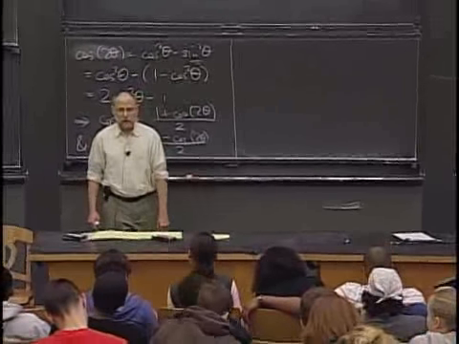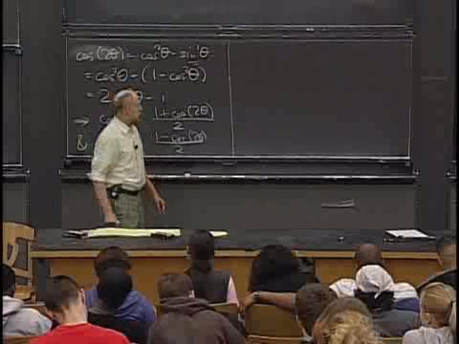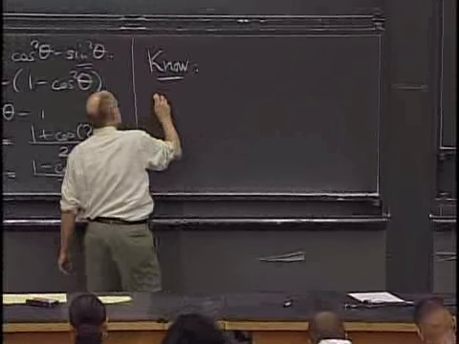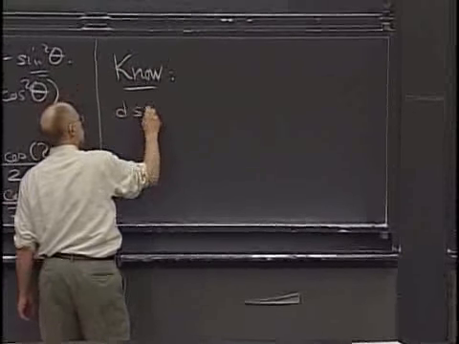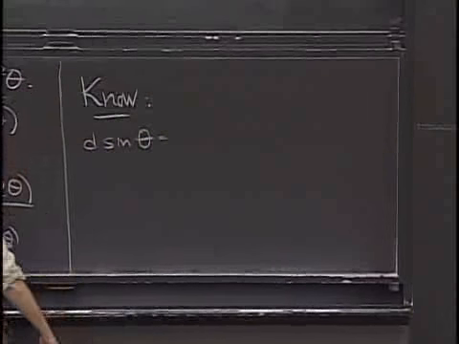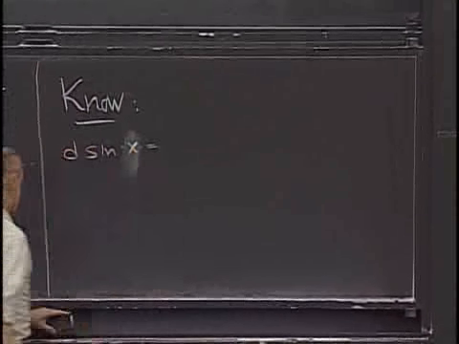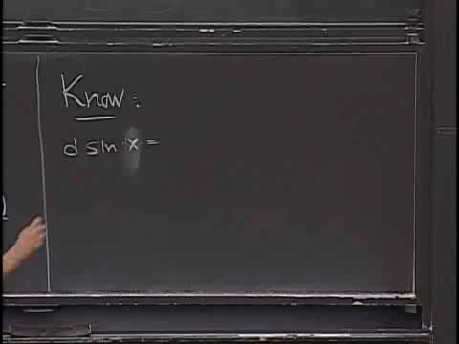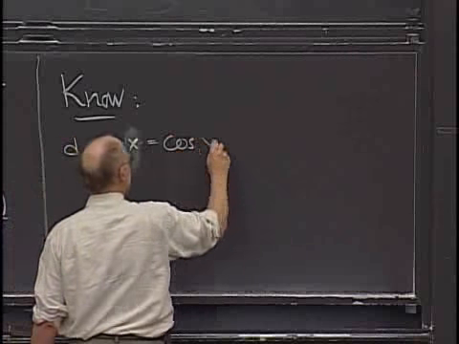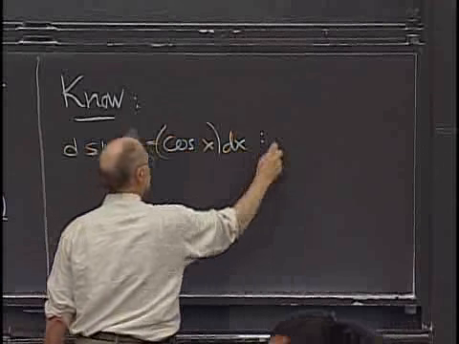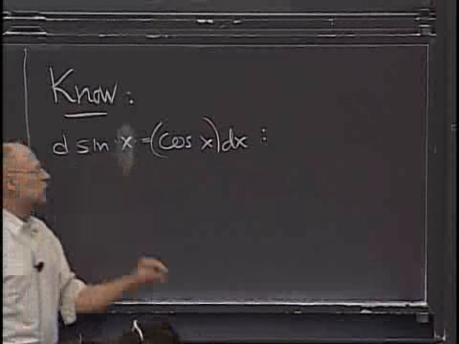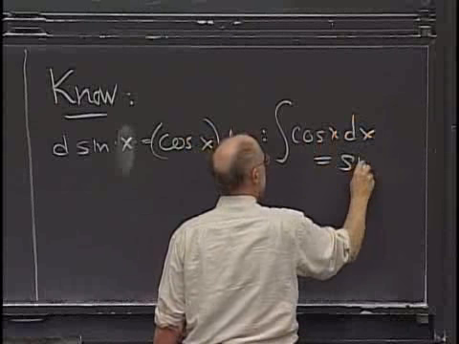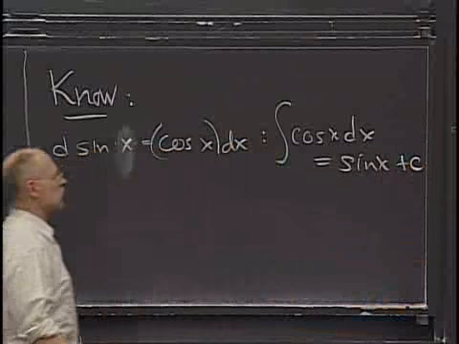I want to talk about trig integrals, and you know some trig integrals, I'm sure, already. Well, let me write the differential form first. You know that d sine x is the derivative of sine x times dx, right? The derivative of sine x is cosine of x dx. And so if I integrate both sides, the integral form of this is the integral of the cosine of x dx is the sine of x plus a constant.